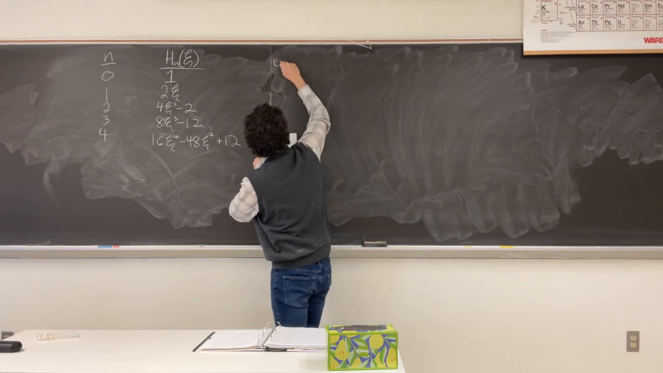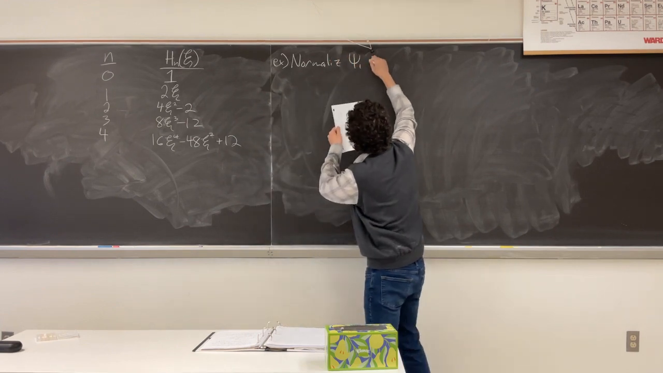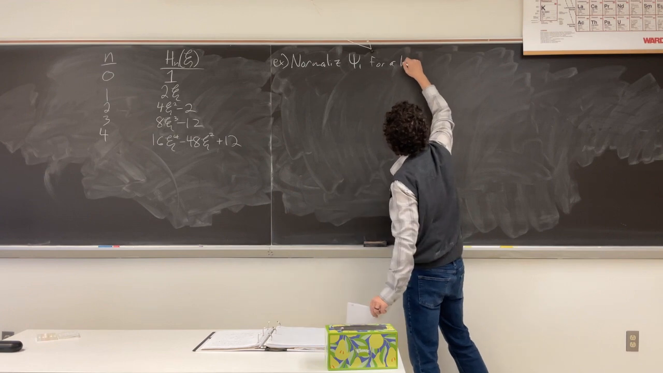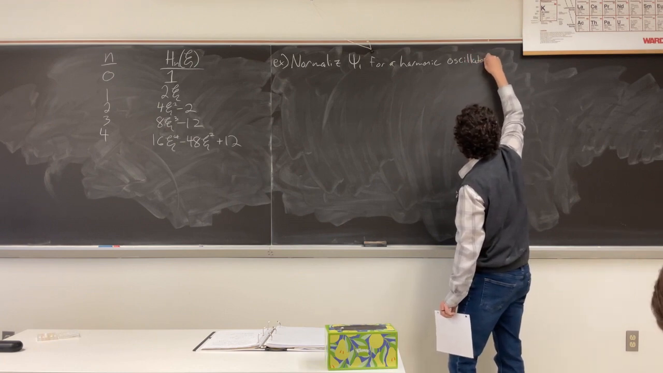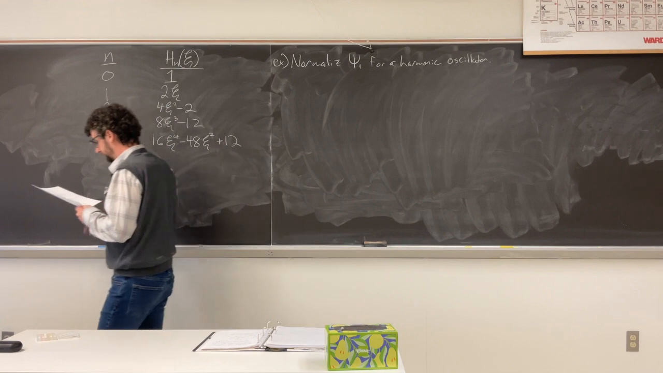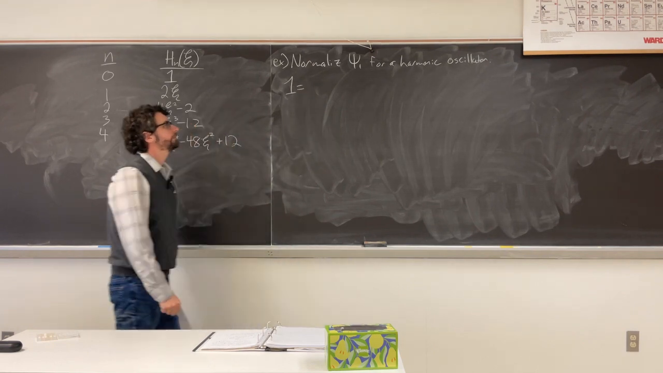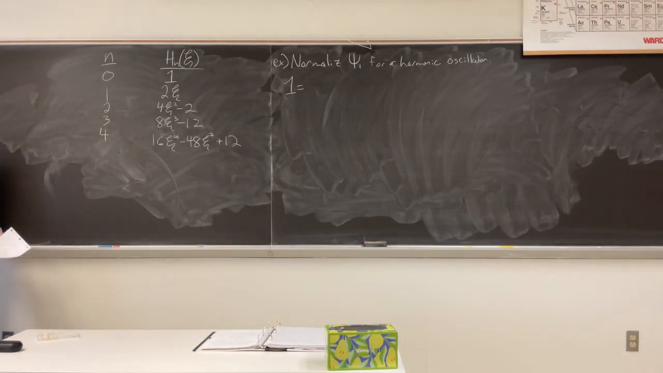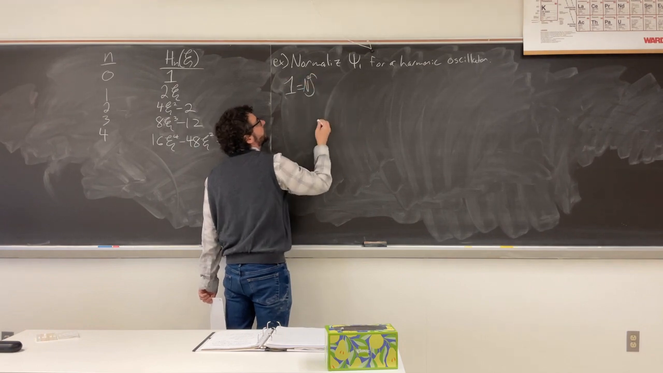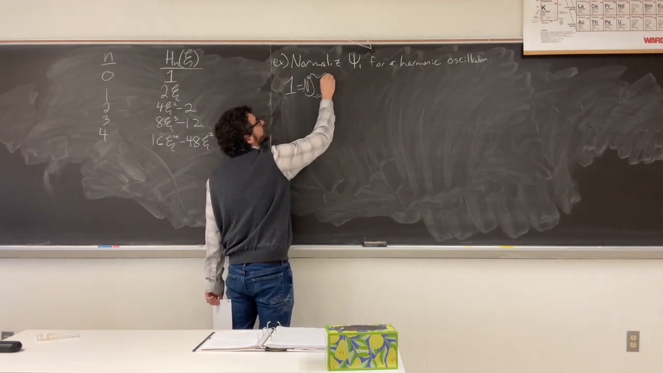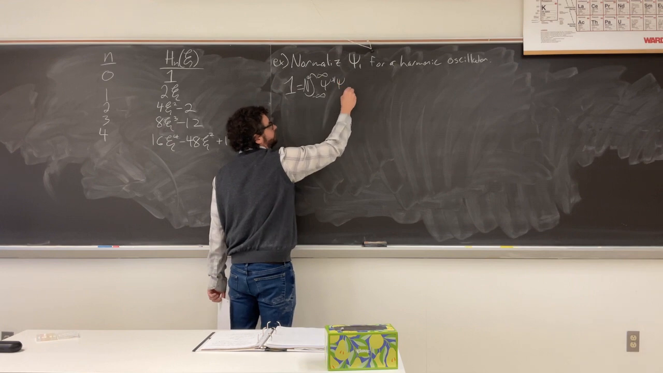Sample: normalize psi sub 1 for a harmonic oscillator. So generic expression for normalization, 1 is equal to what? N squared, integral going from negative infinity to positive infinity. What else do we have in this thing? Wave functions. Yep. And then the differential.